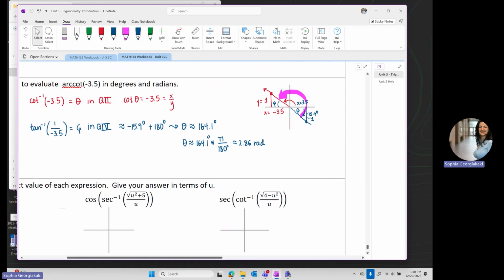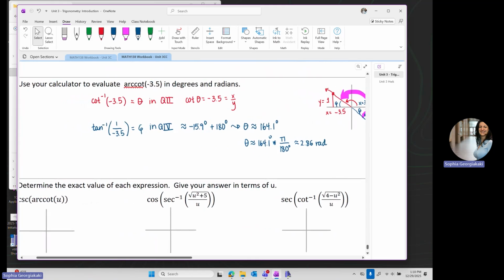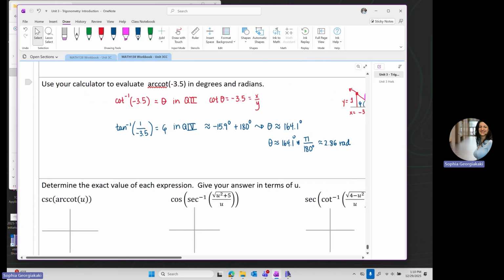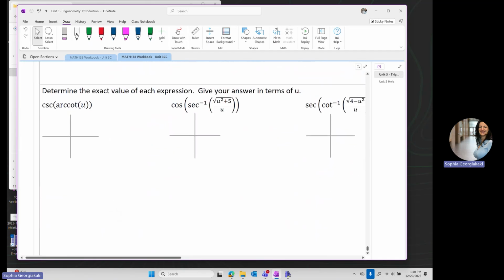So be careful when you are using the inverse tangent function for angles that are expressed as inverse cotangent answers. Now, we will assume here that u is positive and satisfies all the requirements for us to have positive expressions, so that we can assume that these angles are all in quadrant 1. An inverse function is an angle.